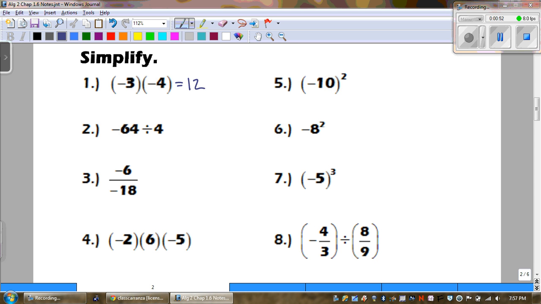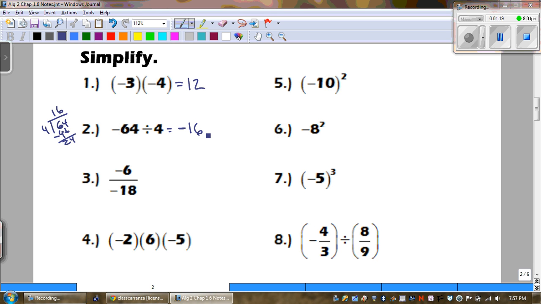Number 2, we've got -64 divided by 4. Now, a negative divided by a positive is a negative. Go ahead and get your multiplication charts out. I actually don't have mine, so I'm going to do it the long way. 4 goes into 6 one time. Bring down the 4, and 4 goes into 24 6 times. So we get -16.